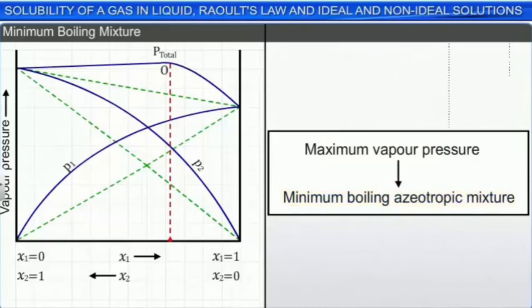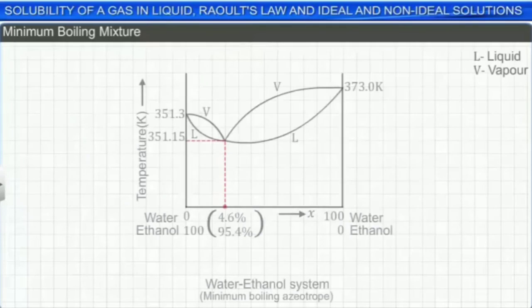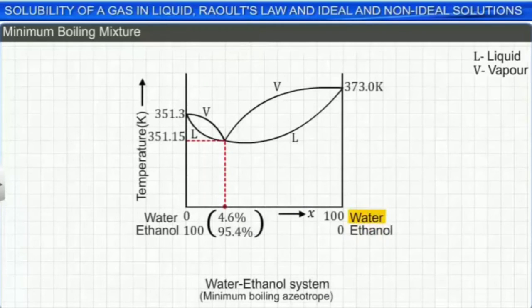At this point, O, the concentration of the vapor phase is the same as the concentration in the liquid phase and is referred to as the azeotropic concentration. Ethanol and water form a minimum boiling azeotrope at 351.15 Kelvin, and at a composition of 95.4% ethanol and 4.6% water.